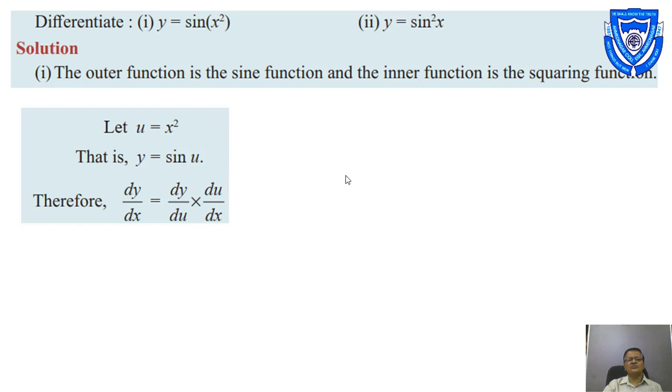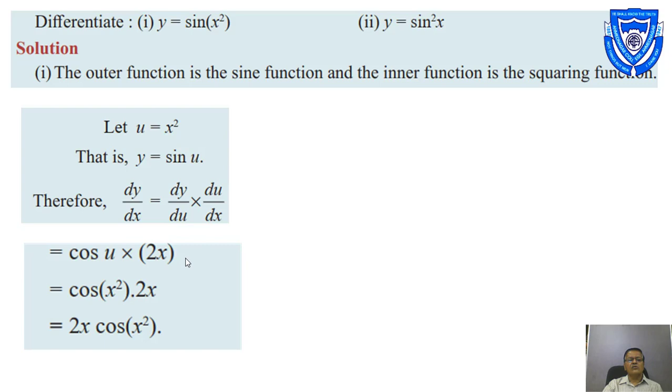Derivative of sine u is cos u. We consider this y as sine u, where u is equal to x square, and this is the chain rule. Dy by dx is equal to dy by du into du by dx. Now derivative of sine u is cos u and derivative of x square is 2x. Just multiply them and we get the derivative of sine x square as 2x into cos x square. Derivative of sine x square is 2x into cos x square. Is it clear? Now we will move to the second problem.